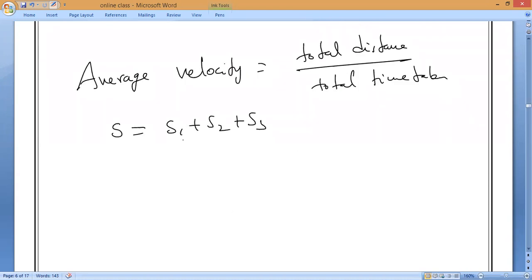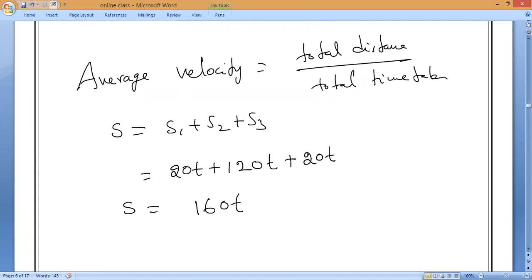Clear, everybody? So what is S1? 20t, plus S2, 120t, plus S3, again 20t, which is equal to a total of 160t. Now in the same way, total time, tell me. Total time is equal to T1 plus T2 plus T3. So T1 is equal to t, T2 is equal to 3t, T3 is equal to again t, which is equal to how much?